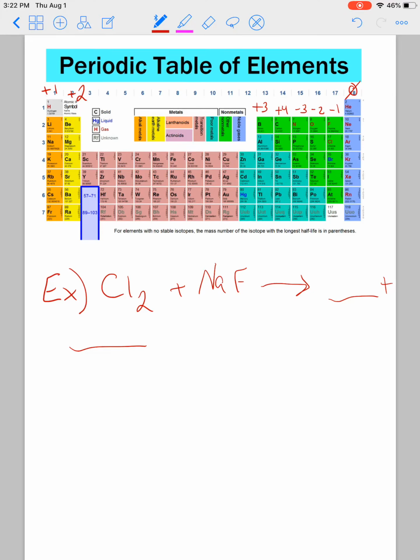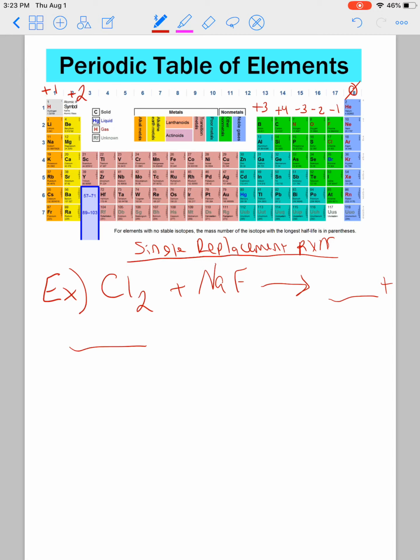Okay, so question one, or actually this entire flashback, is asking you to predict the products for single replacement reactions. Okay, so just for single replacement reactions.